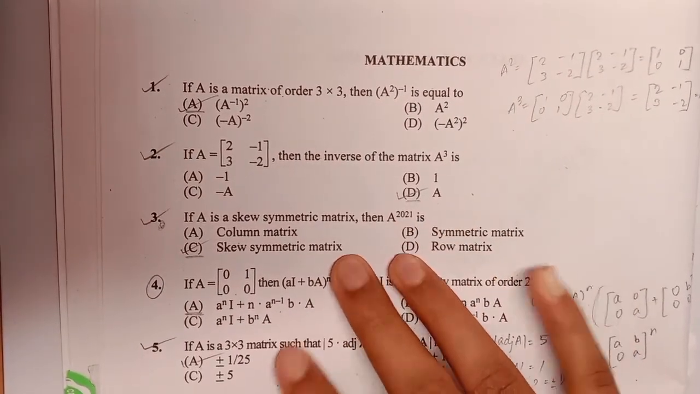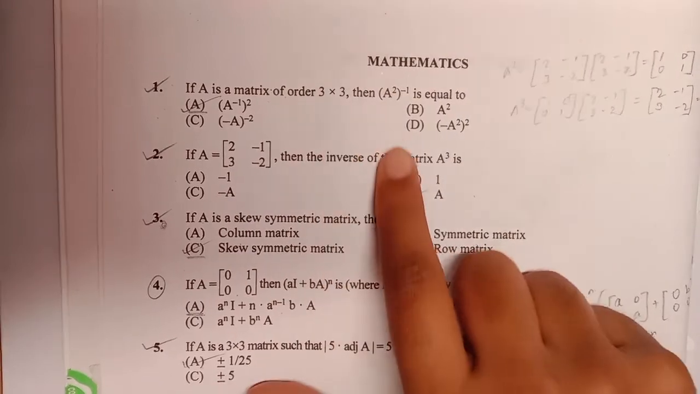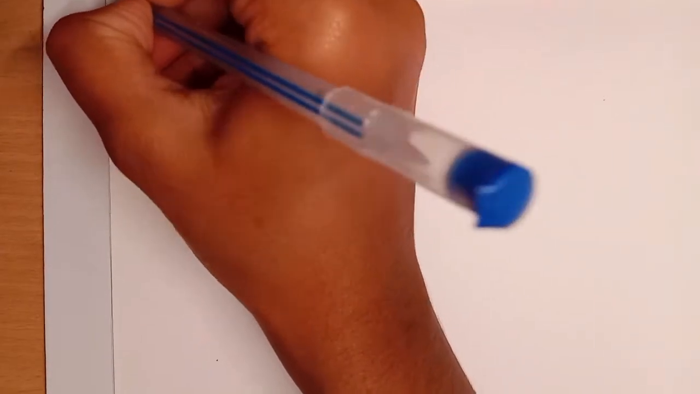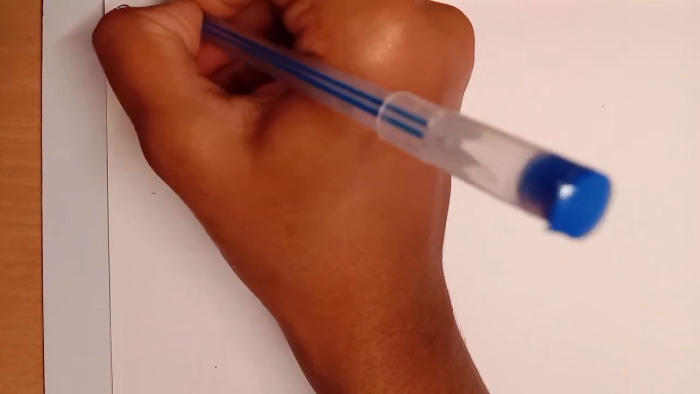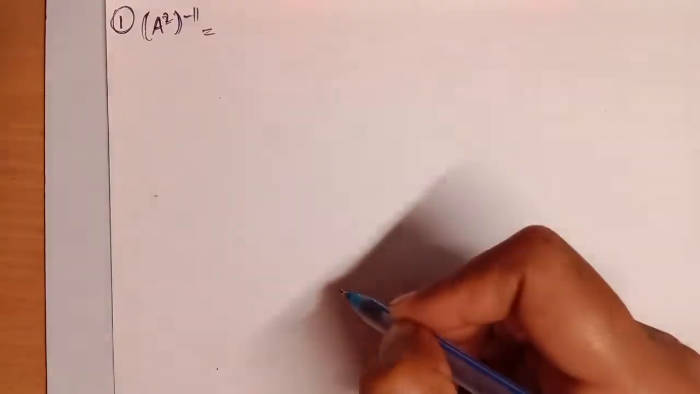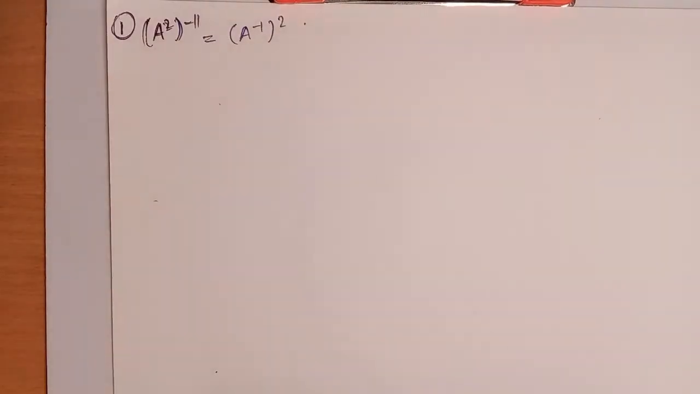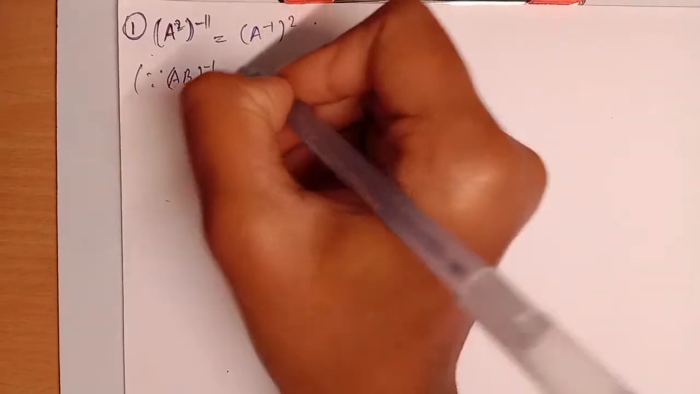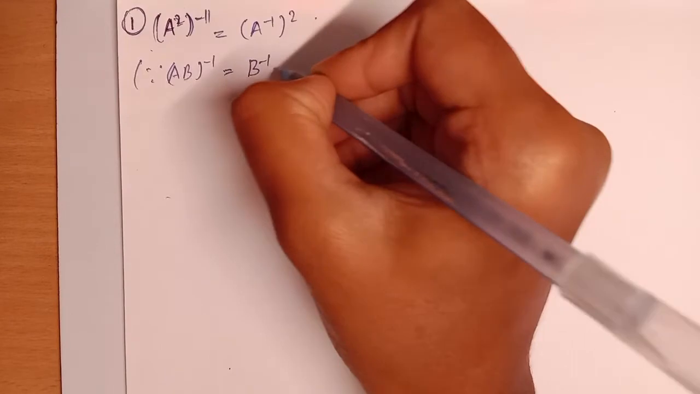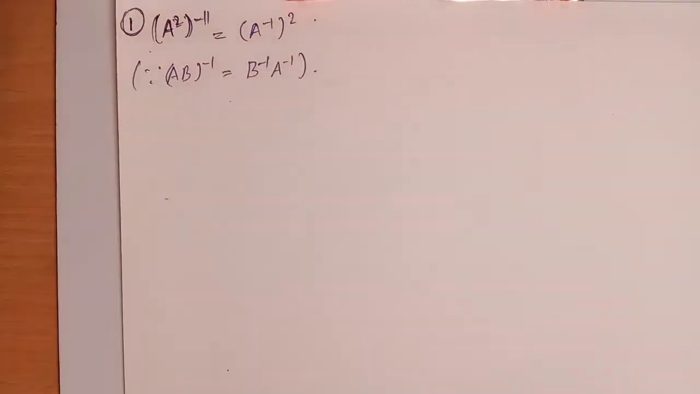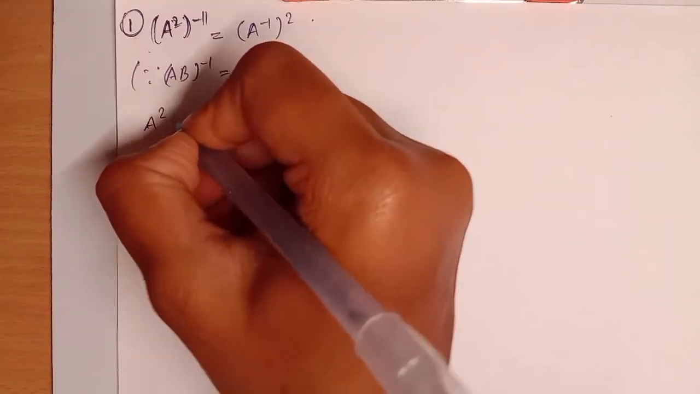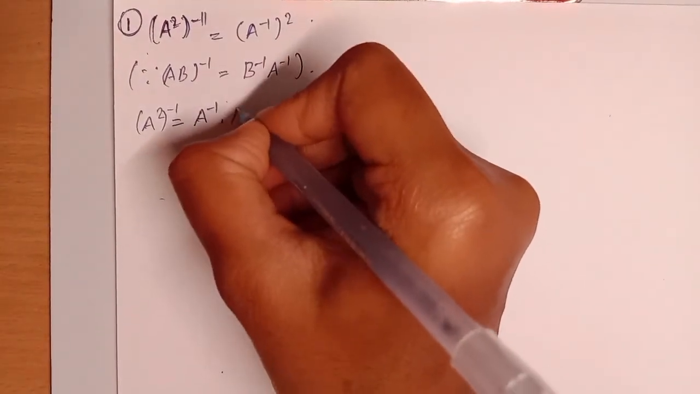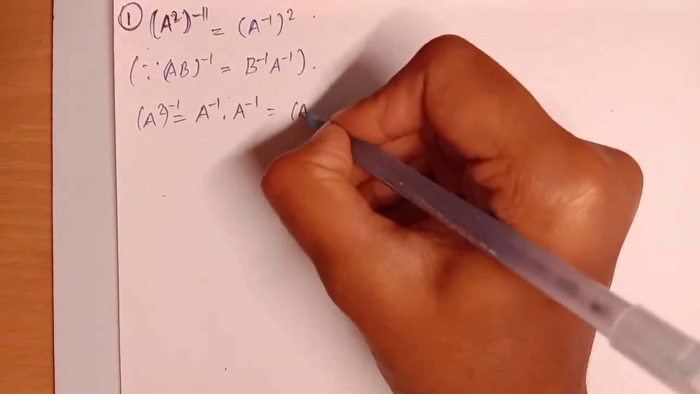The first question is, if A is a matrix of order 3 into 3, then A square inverse is equal to. We know the formula. A square inverse is equal to A inverse of square. How did we get this? We know the formula that inverse of AB is equal to B inverse A inverse. So similarly, A square inverse is equal to A inverse into A inverse, which is equal to A inverse square.